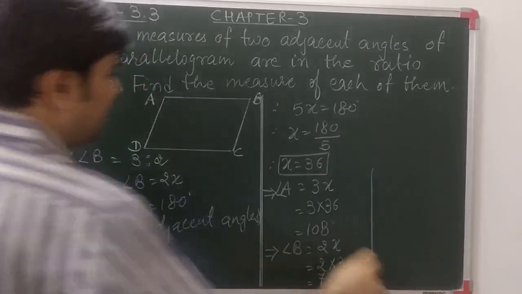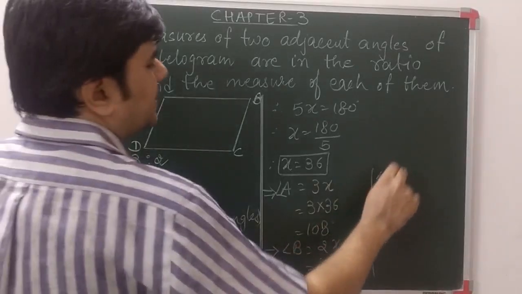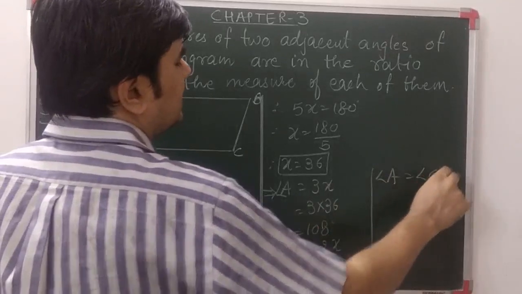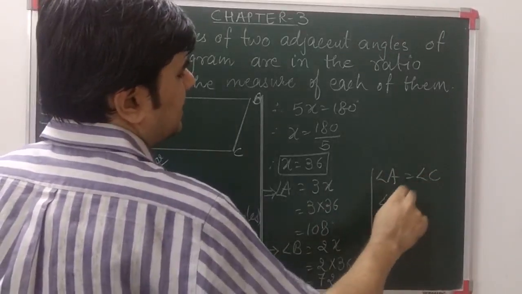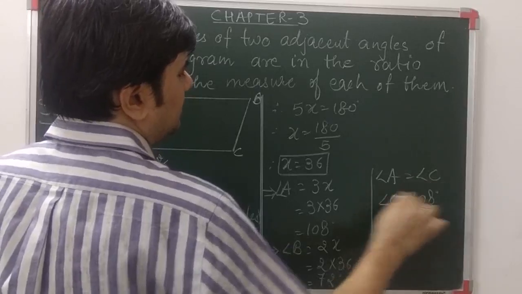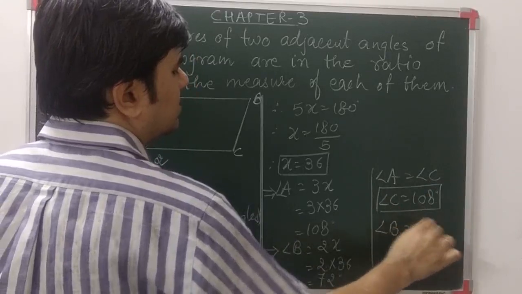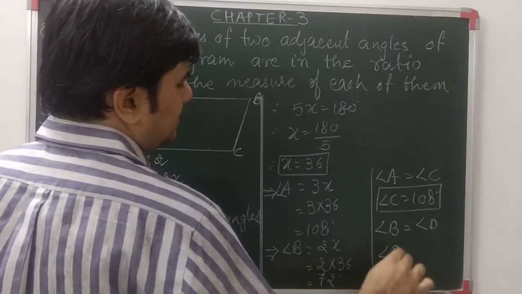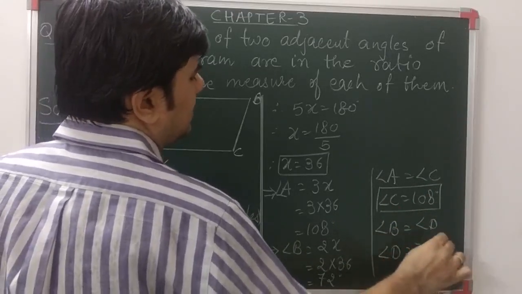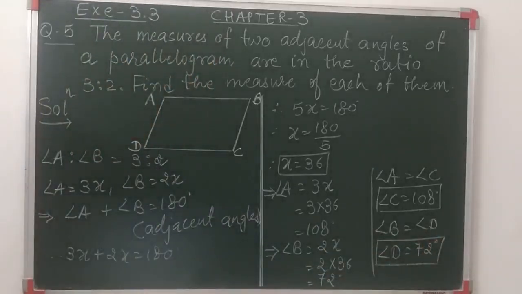It is also mentioned in the question that we have to find the remaining angles also. One property we know is that the pair of opposite angles are equal. So angle A and angle C are the same, and angle C is also 108. In the same way, angle B and angle D are also the same, so angle D is the same as angle B, that is 72. Thus we obtain the measures of all the angles of this parallelogram.